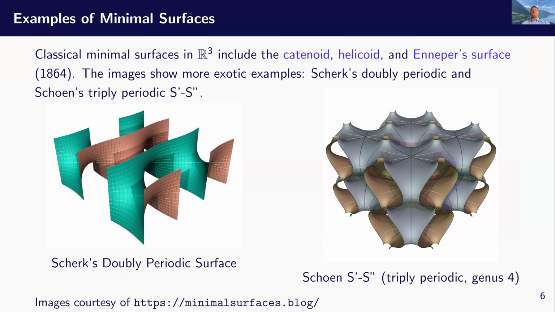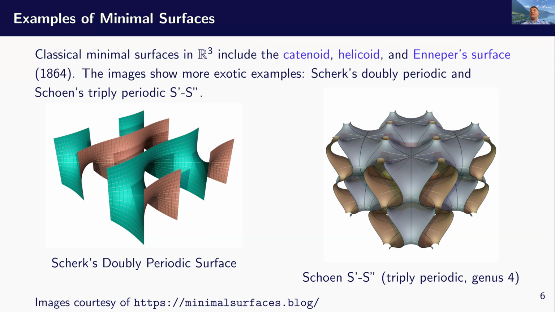So I put here some examples because they look nice. Classical minimal surfaces have been studied for a long time. In R3, they include the catenoid, the helicoid, and a little bit less known, Enneper's surface, but these are all very old findings. Even Enneper's surface is from 1864.